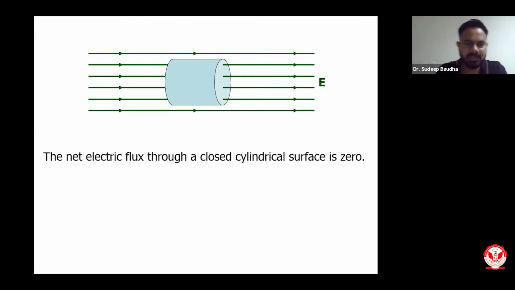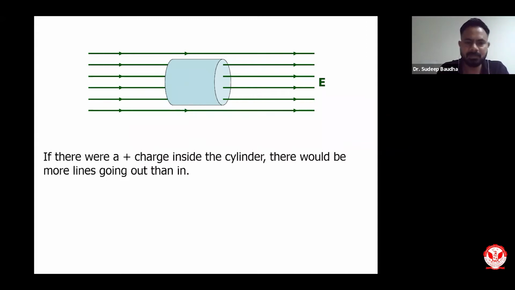As we have seen, the net flux through a closed cylindrical surface is 0. Now suppose I have a positive charge inside the cylinder, what will happen? You can see if I have a positive charge, then we have more lines going out than in. So whatever lines are coming because of this positive charge, some more electric field lines will go out.